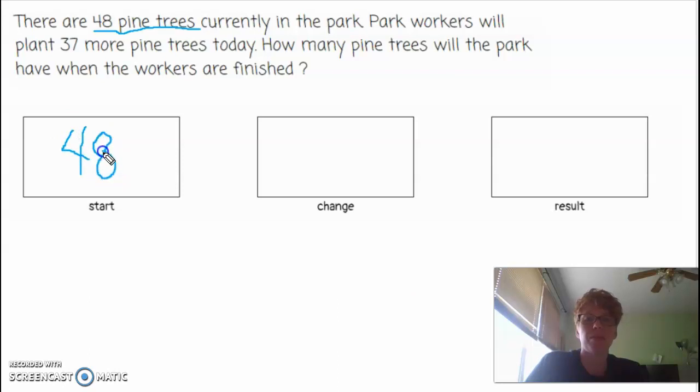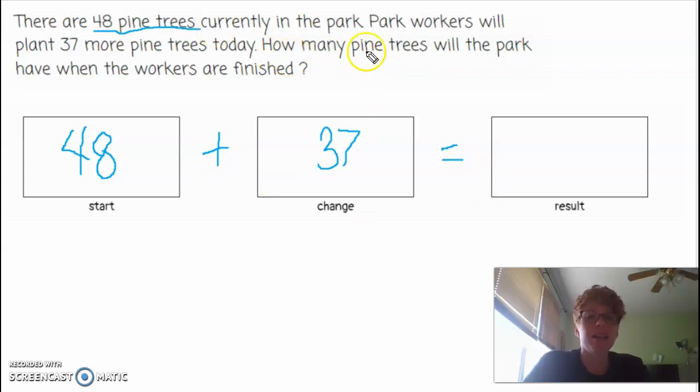48 pine trees. Now something's going to happen to that amount of pine trees. Do we see what's happening in the word problem? It says park workers will plant 37 more pine trees today. Well, I know that I'm working with the number 37. And when we are planting something, what is happening to our amount? The amount of pine trees is getting larger. So we are adding. 48 plus 37 now equals.